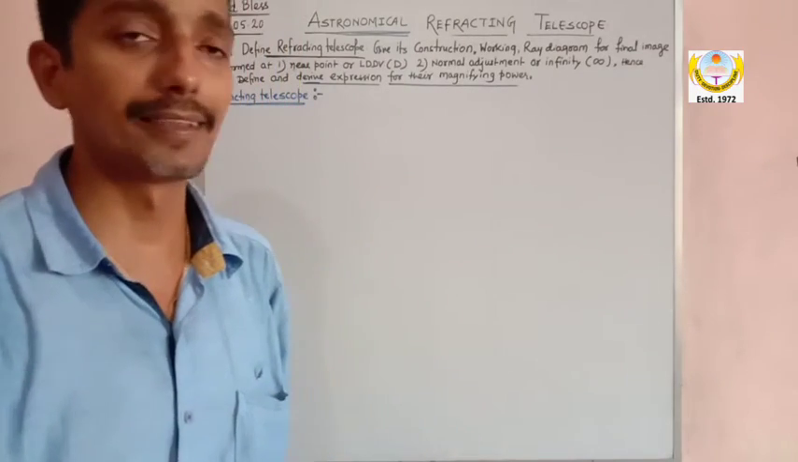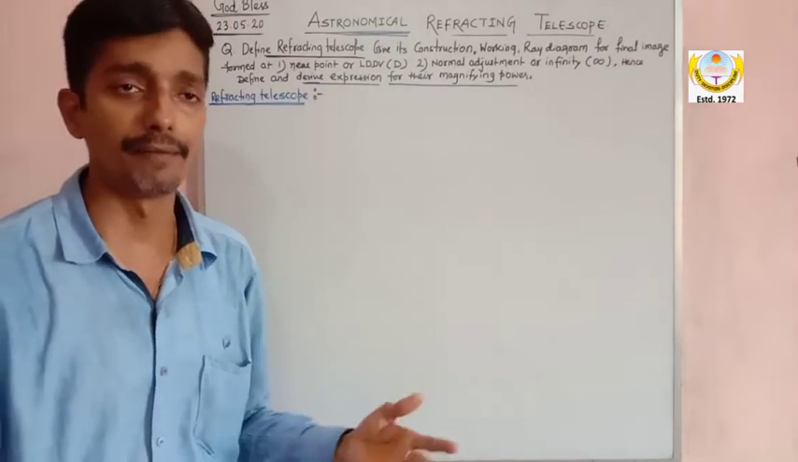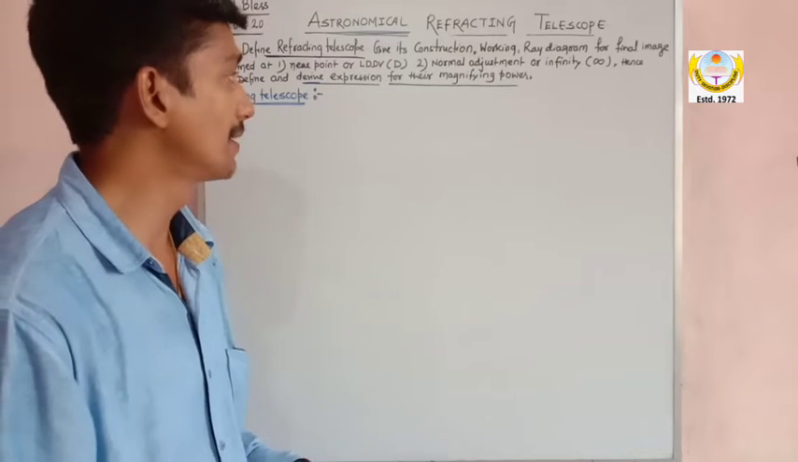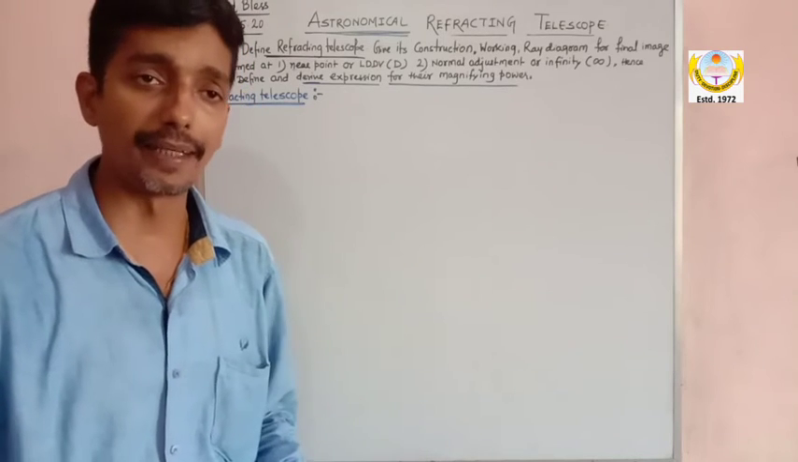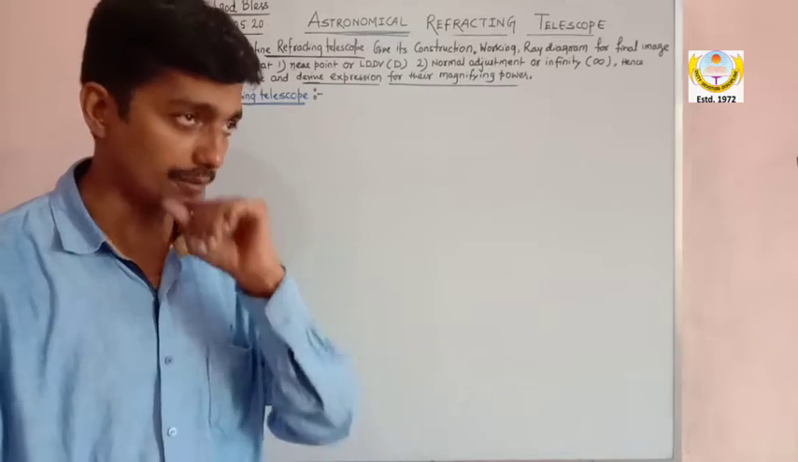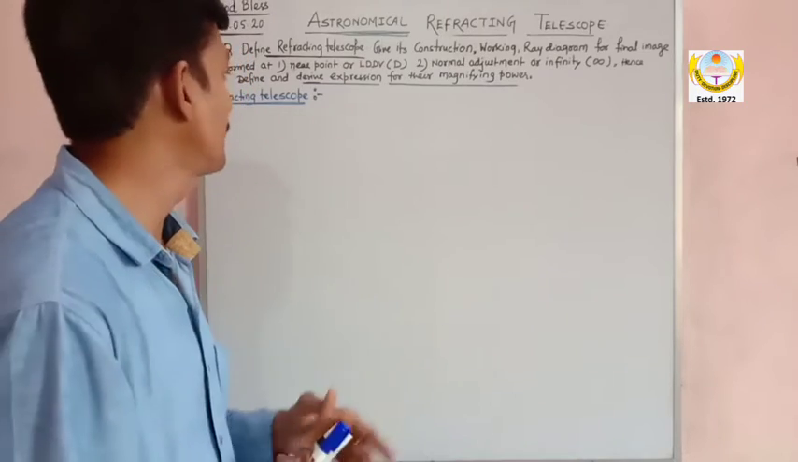So my dear, this is the last question of this chapter, and then we will follow with the NCERT numericals. All the rest of the derivations have been done in my earlier YouTube videos. So now, what is a refracting telescope?